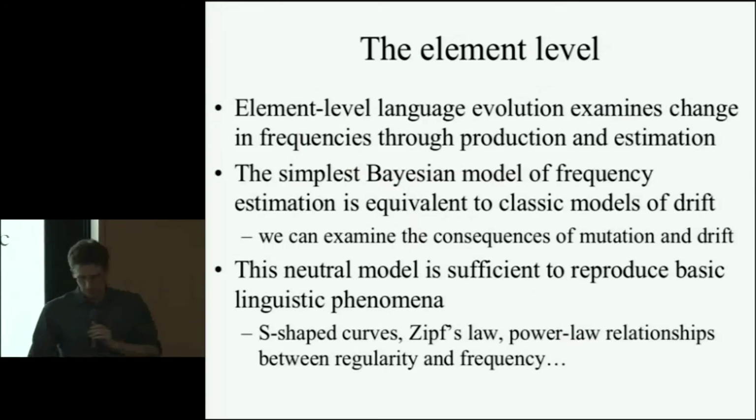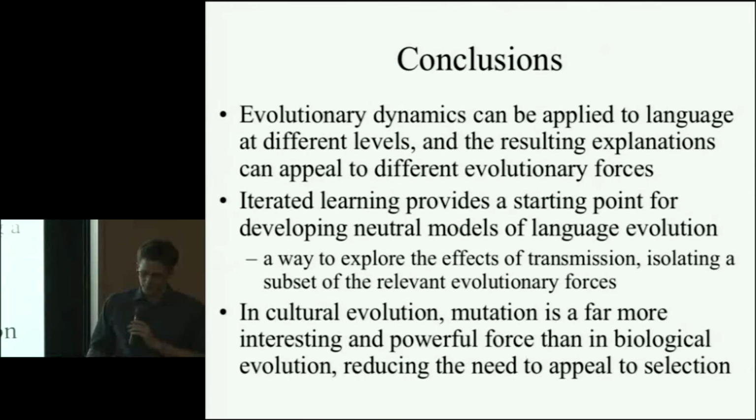Okay, so to wrap up, if we look at this element level, we can actually think about what's going on in terms of the changes of frequencies through production and estimation. The simplest Bayesian model of frequency estimation gives us back these classic models of genetic drift, which gives us a tool for looking at the consequences of mutation and drift when we're studying language evolution. And this simple neutral model is sufficient to produce some basic linguistic phenomena, things like S-shaped curves, Zipf's law, and power law relationships between regularity and frequency.